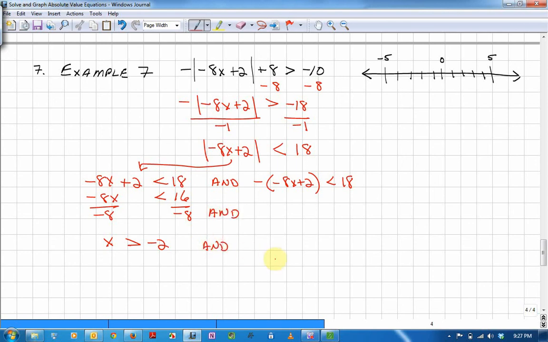Now let's work on the other side. The first thing is to get the negative off the left-hand side. So if I divide the left-hand side and the right-hand side by a negative number, what I'm going to have left is a negative 8x plus 2. The inequality will flip and I'll have a negative 18. Okay. Let's subtract 2 from both sides. So I have a minus 8x is greater than a negative 20.